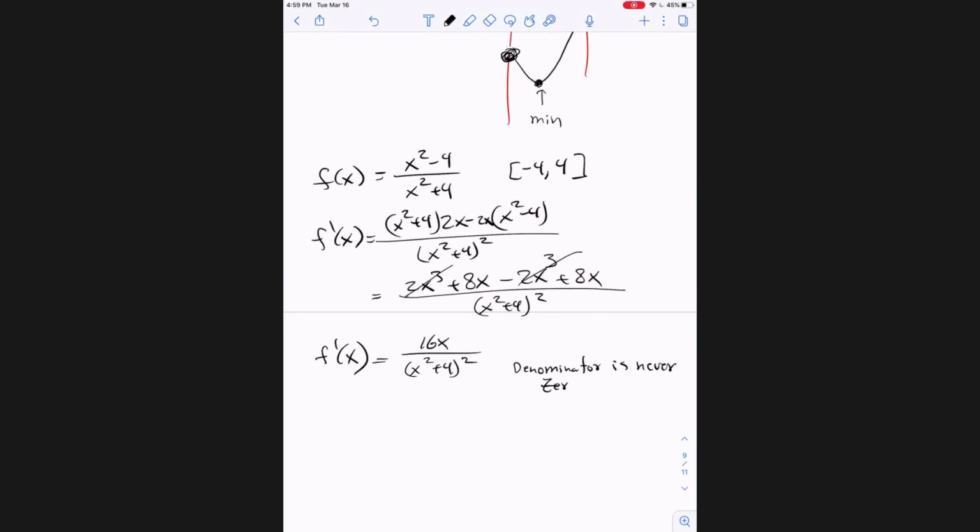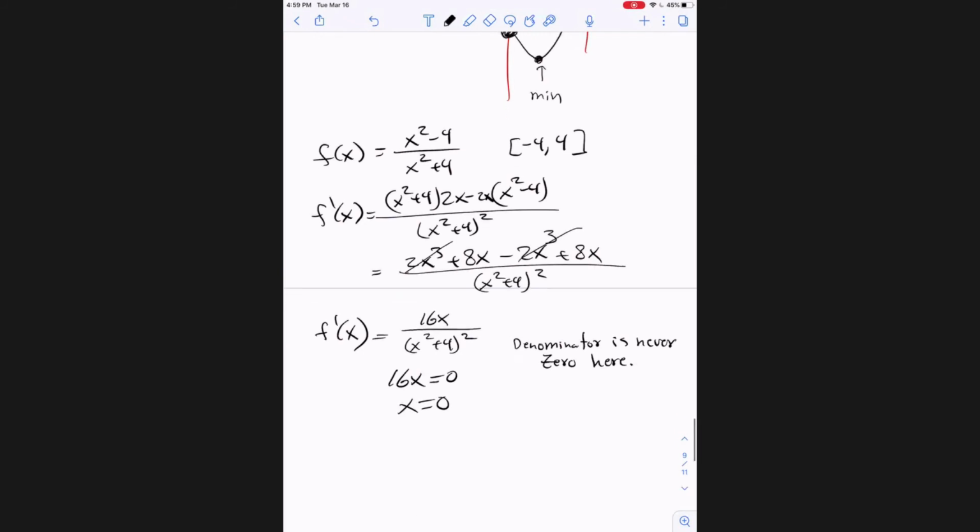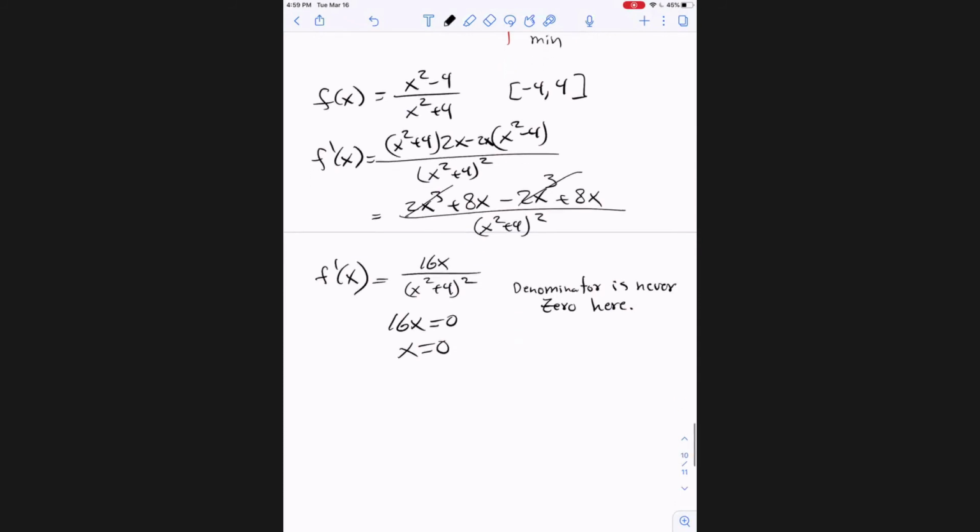I'm just writing it for your notes. So you really just got to worry about the numerator being 0. So when is 16x equal to 0? At x equals 0. And by the way, this is continuous on the closed interval -4 to 4, that's a requirement. So you do list -4, 0, and 4, and you plug them all into the original.